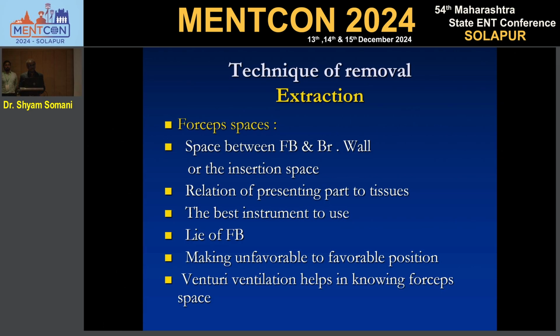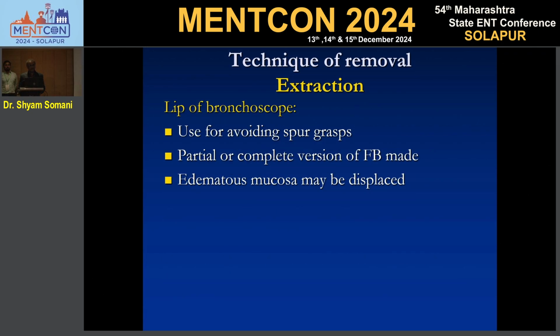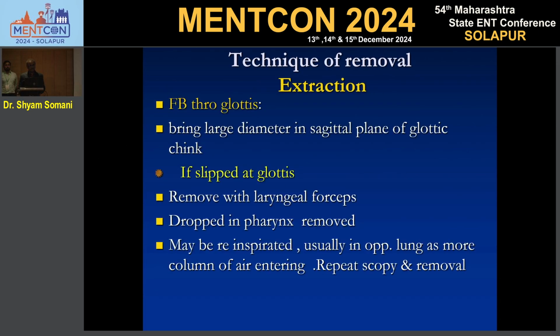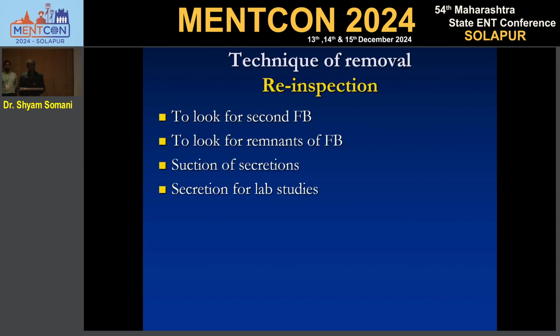Forceps space is a space you need to understand around the foreign body and distal to the bronchoscope tube. You need to understand how much away my scope should be, how much space I get for forceps to enter and extract. If the foreign body slips from your forceps at the glottis or in the bronchial tree, again repose it and have another grasp. Now re-inspection is for a second foreign body or remnants or suction of secretions.